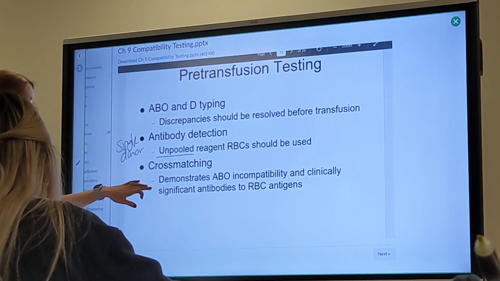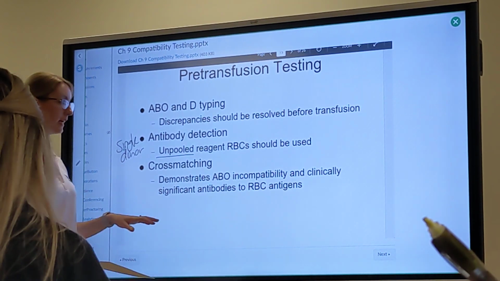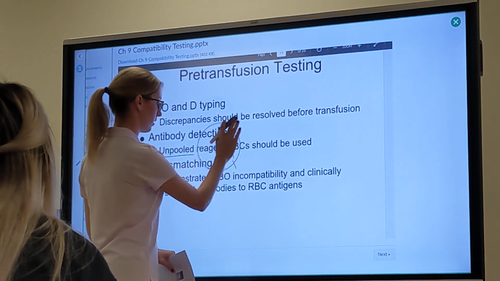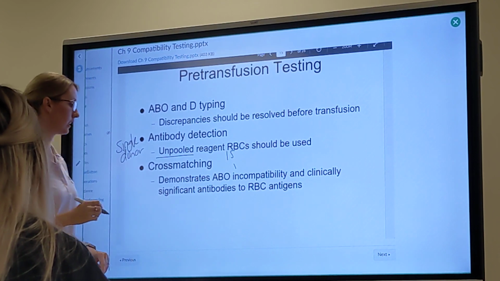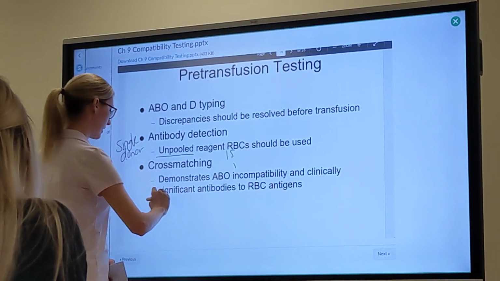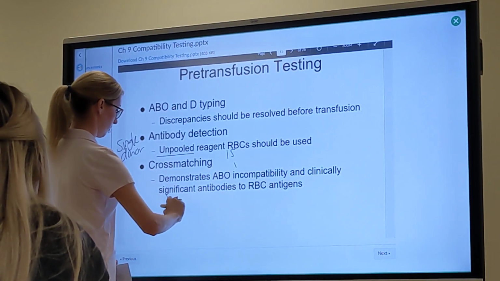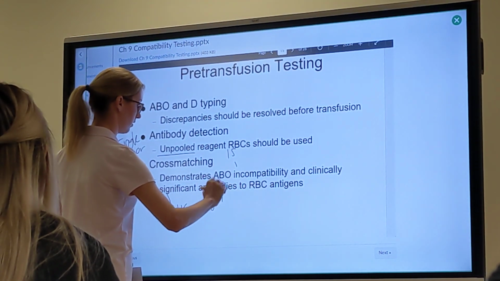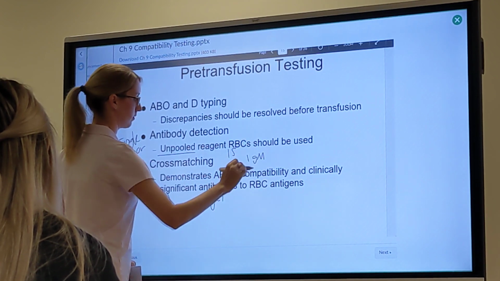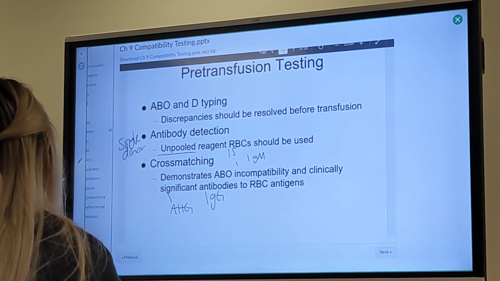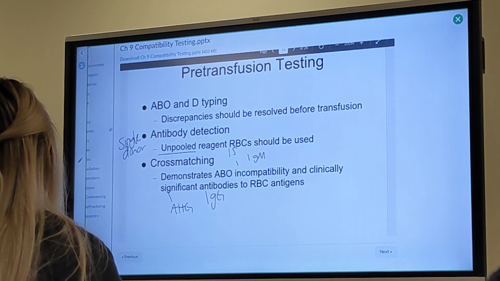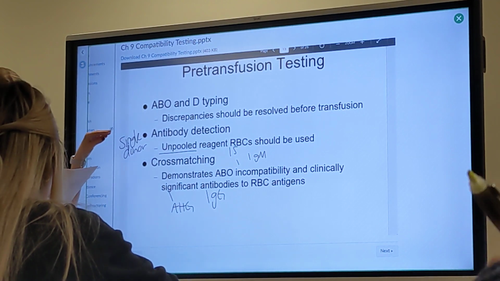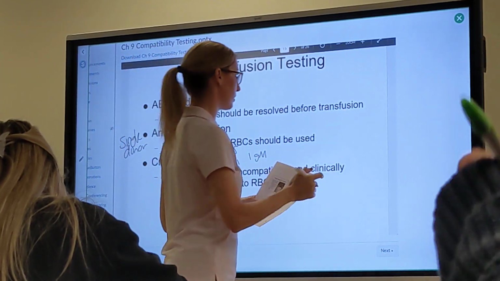And cross-matching demonstrates ABO incompatibility, and so this is what's done in immediate spin. Oh, I'm dyslexic. And clinically significant antibodies at the AHG phase. And so this detects the IgGs, this detects the IgMs. And so you have to know for the test which tests are included in the routine pre-transfusion compatibility testing.